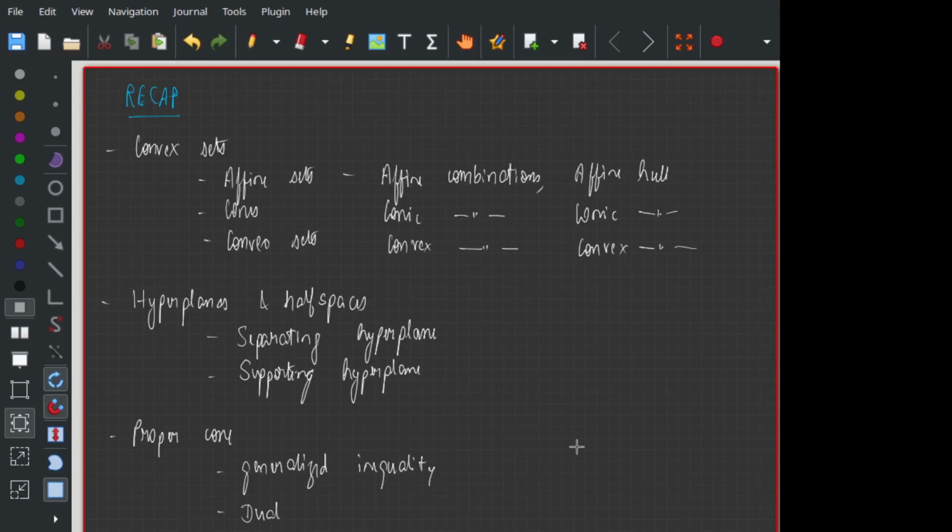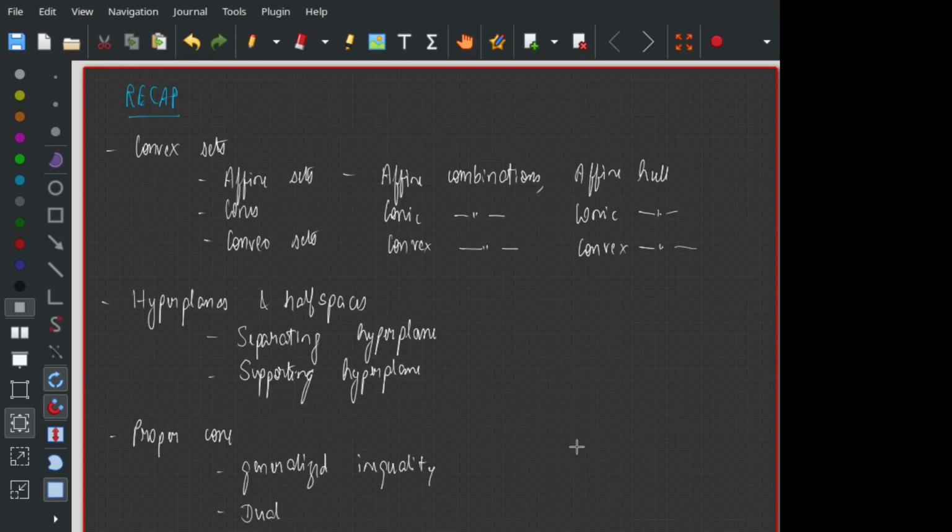Right? And you can obtain these by just taking all possible affine or conic or convex combinations of points within your given set. And we saw some special cases. We looked a fair bit into hyperplanes and half spaces, and that's particularly useful because of these two special kinds of hyperplanes for a given set or given sets, separating hyperplanes and supporting hyperplanes.